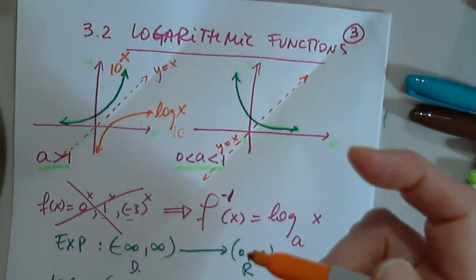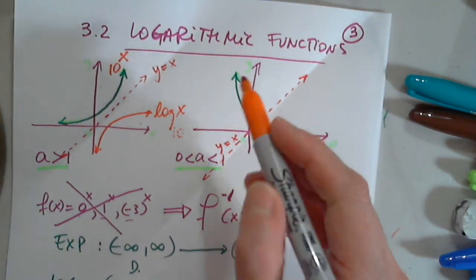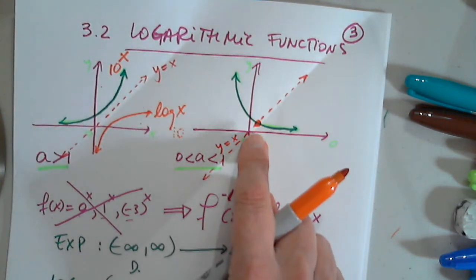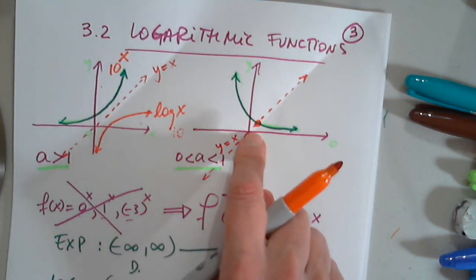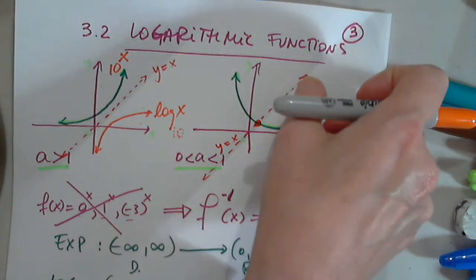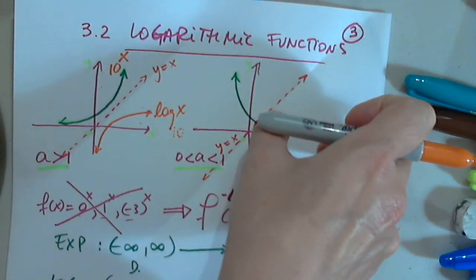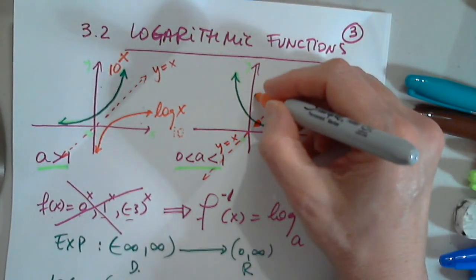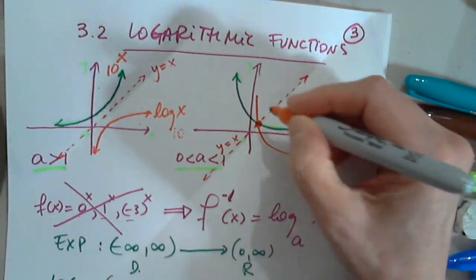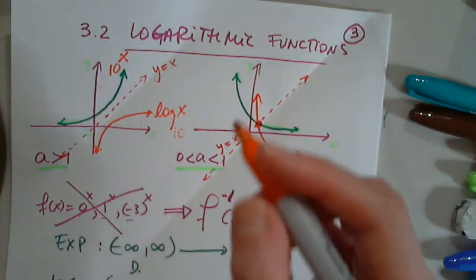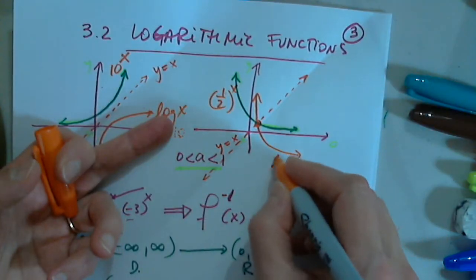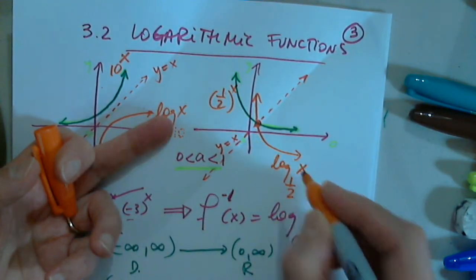And the same here. But now you have to be careful, because the function crosses y equals x, that must be a point of the inverse as well. Because here I have (1,1), (2,2), (3,3), (4,4). If you reverse them, you still have (1,1), (2,2), (3,3), (4,4). So this is the graph of the inverse function. So if this is, for example, 1/2 to the x, this must be log base 1/2 of x.